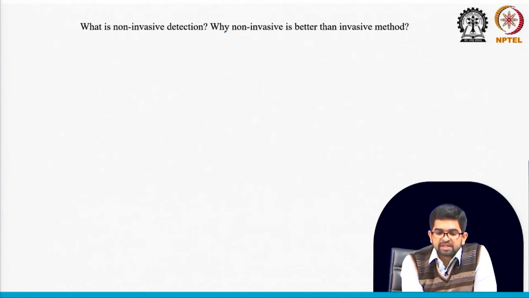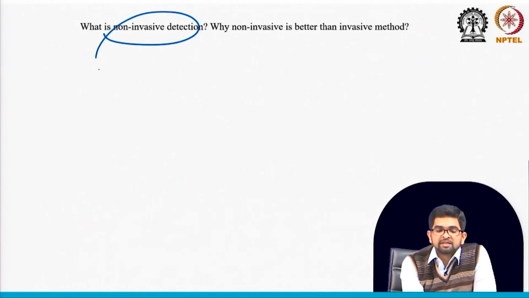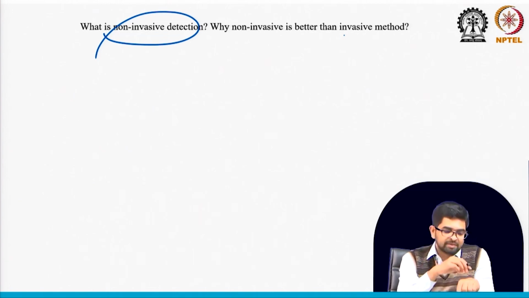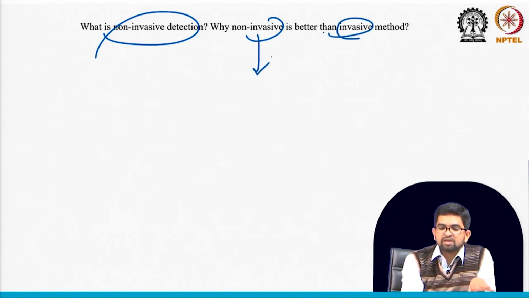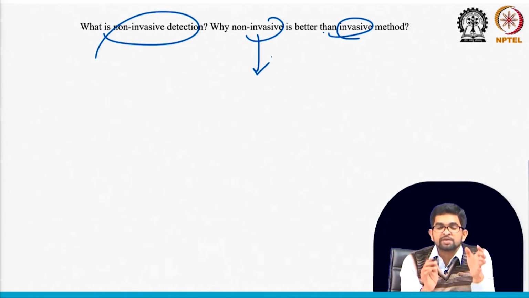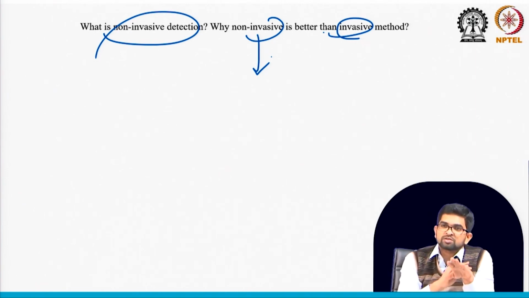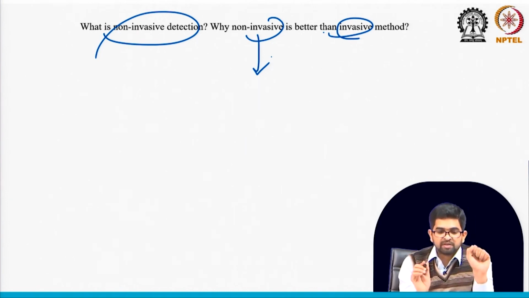Now what is non-invasive detection, and why is non-invasive better than the invasive method? Non-invasive means, first you know the invasive method, right? Invasive means you have to prick the finger, collect the blood by needle, a very painful method, right? Non-invasive means when you collect the sample, like saliva sample, urine sample, sweat sample, they are non-invasive samples. So non-invasive detection means when you are using those non-invasive samples, like saliva, urine or sweat, right?